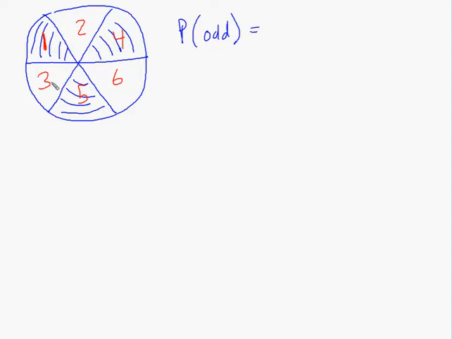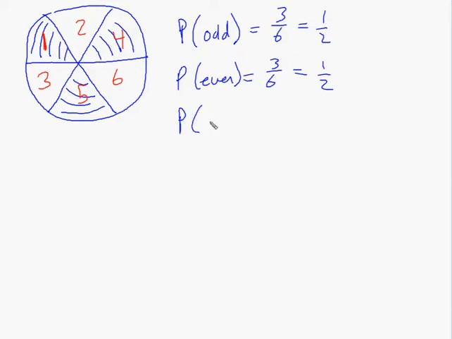Okay, so let's do the probability of an odd number. Well, I have 1, 2, 3 odd numbers, right? Out of 6, so 3/6, and that's 1/2. What's the probability of an even number? 3/6, 1/2. See, 1, 2, 3 even numbers. What's the probability of a white space? 3/6, 1/2. All right, so now let's talk about the probability of an odd number or shaded.